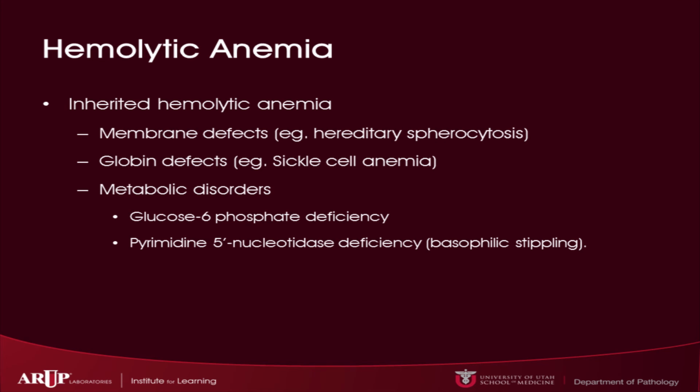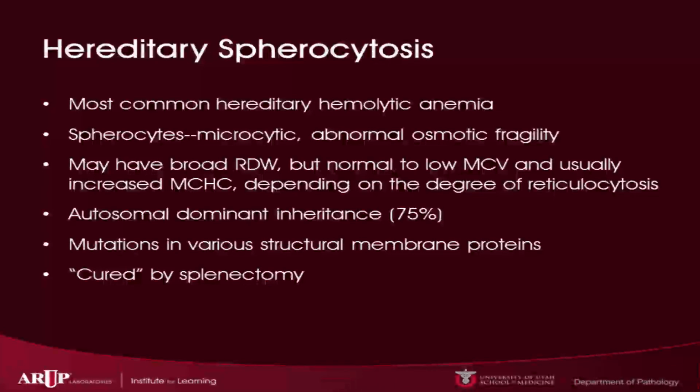Globin defects like thalassemias or sickle cell anemia can also come under this category, most of the time sickle cell anemia. Metabolic disorders like enzyme deficiency, glucose-6-phosphate dehydrogenase deficiency, is one of the commonest enzyme deficiencies which can cause hemolytic anemia. So these are the causes of inherited hemolytic anemia. Hereditary spherocytosis is the most common cause of hereditary hemolytic anemia.